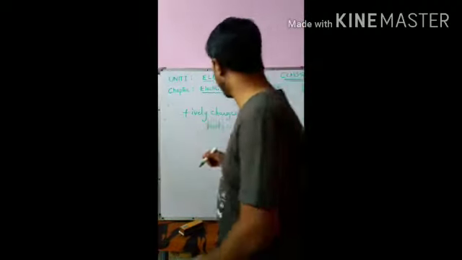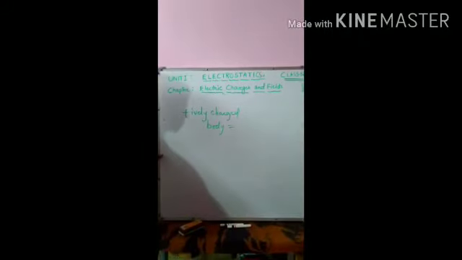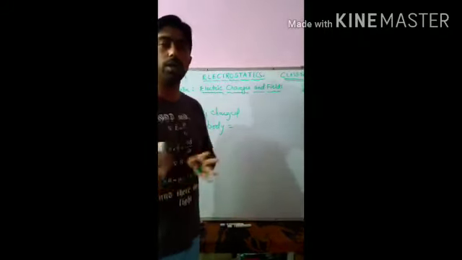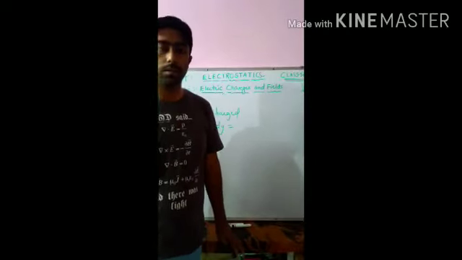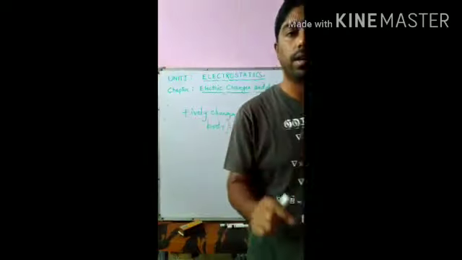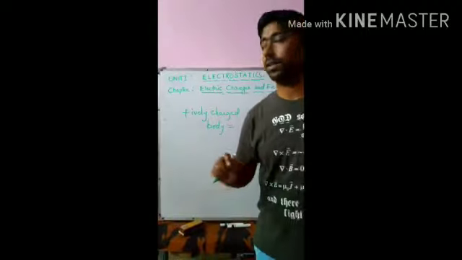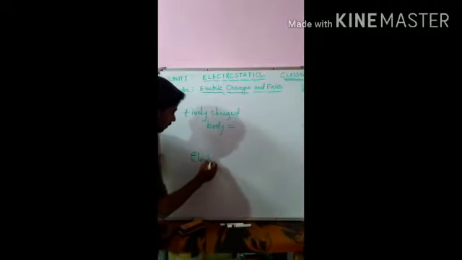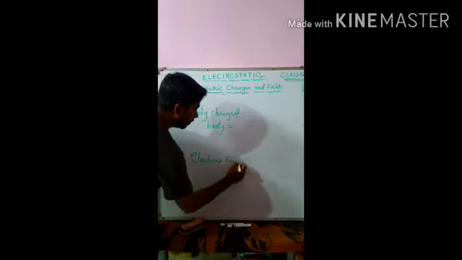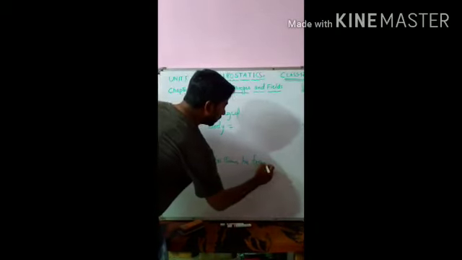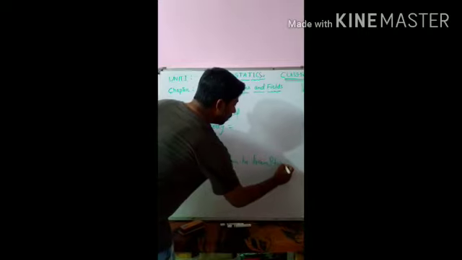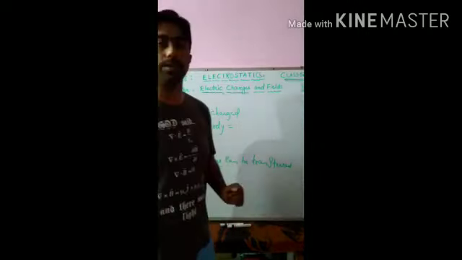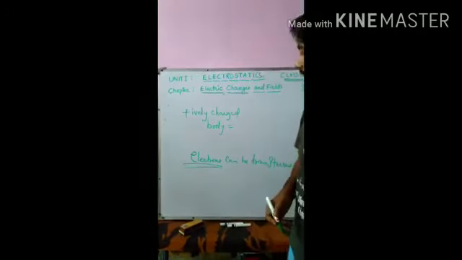What I mean to say is that under friction or under some other process, electrons can be transferred from one body to another. What can be transferred? Electrons. Electrons can be transferred from one body to another by various ways.